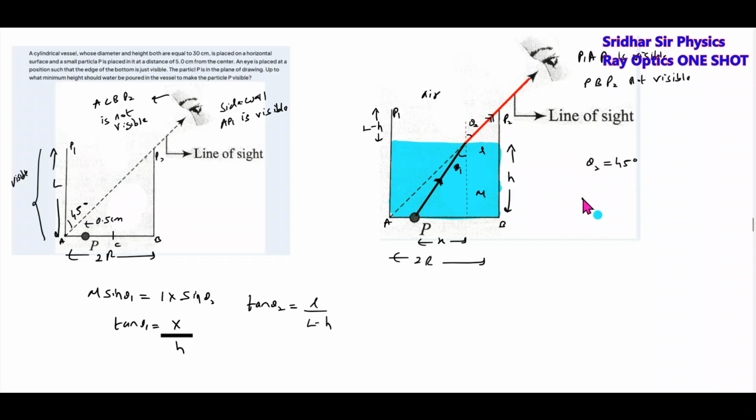Then applying sine, mu sine theta 1 equal to a 1 into sine theta 2, I'll get theta 1. Then here some basic mathematics will apply. This length is L minus h, tan theta 1 equal to x by h from this triangle. Then tan theta 2 is equal to L by L minus h. Theta 2 is 45 degrees. Solving this will get the expression for h.